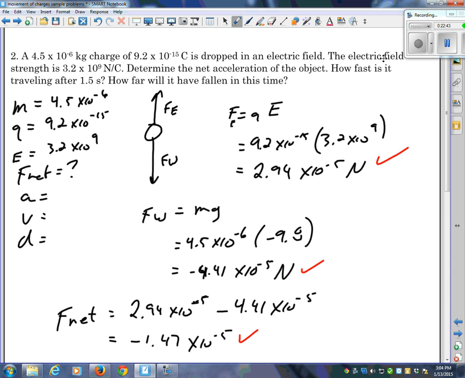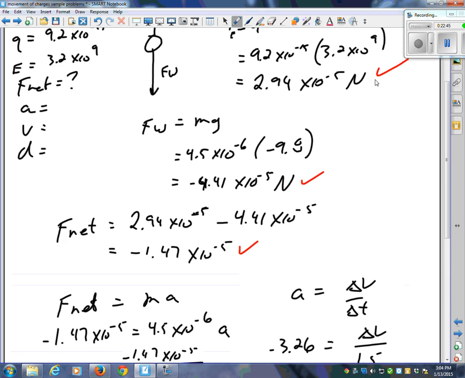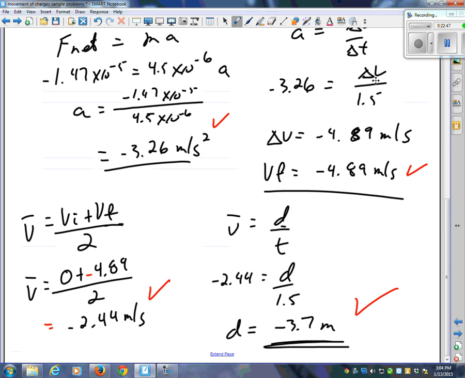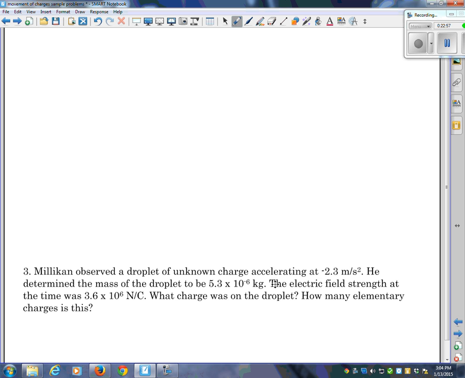Would you not agree that this is a good review of pretty much everything we've learned in physics? No, not really, because we still have the cosines and the sines and stuff. And vectors. Okay.